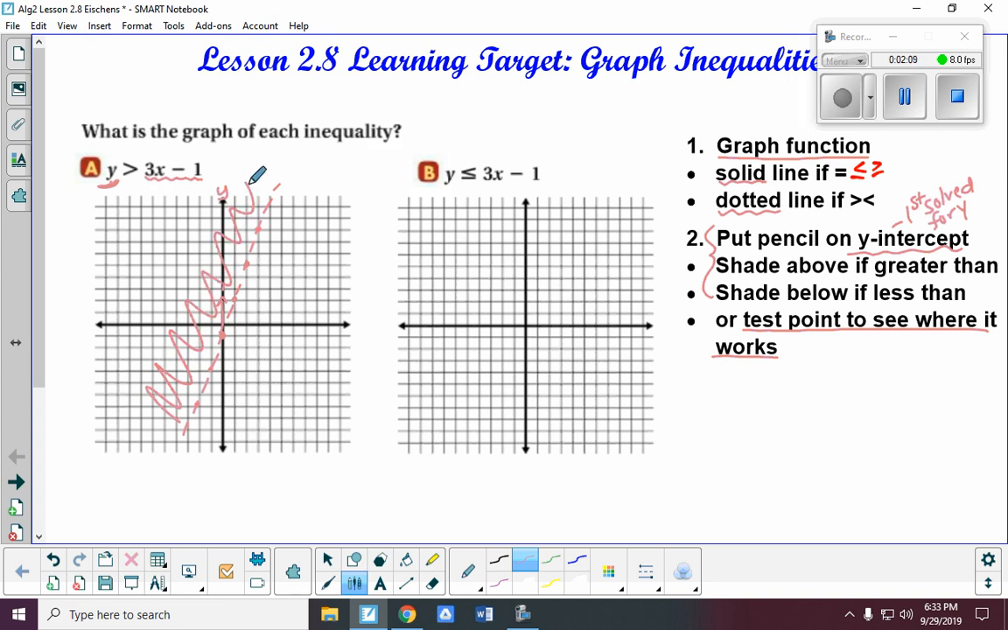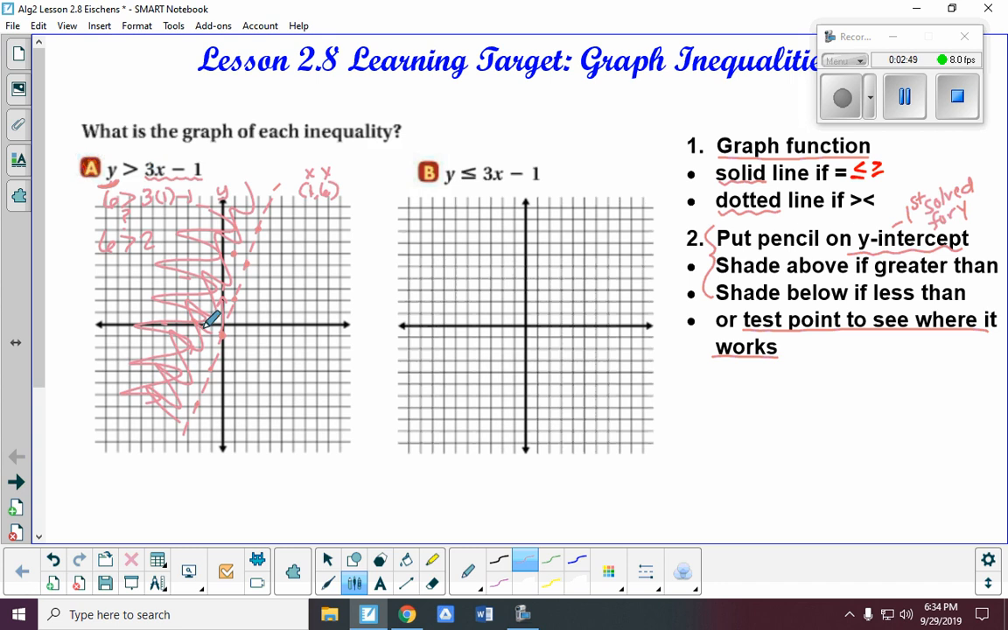Now, the other way you could do this to determine which side you shade on is you can pick a point. Like, let's say we pick this point right here. This would be over 1, up 1, 2, 3, 4, 5, 6. So we pick the point (1, 6). We can substitute that in for the x and the y. So 6 is greater than, I'll put a little question mark there because we have to see, 3 times 1 minus 1. 6 is greater than 3 minus 1, which is 2. That is true. So all the points on this side of the graph, every single coordinate here, would work when you substitute it into this graph.